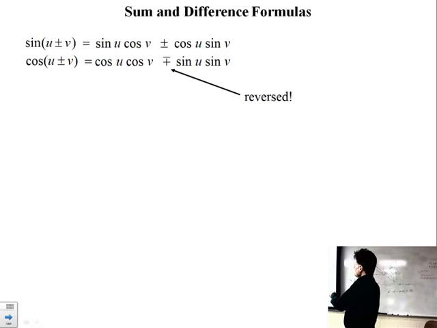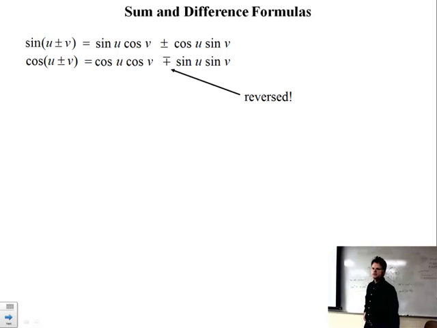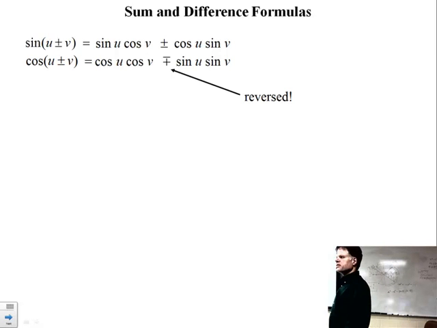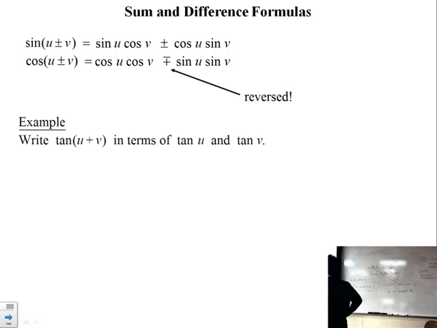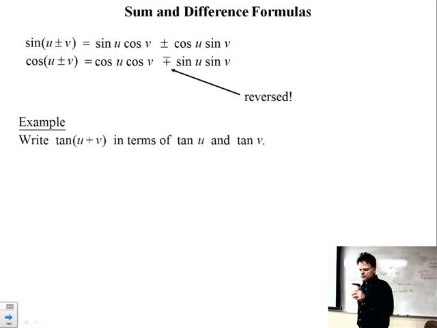Okay. Cosine is different. Cosine of u plus or minus v is cosine of u cosine v minus or plus sine of u sine v. Now that means if you take the plus here, you take the minus there. If you take the top thing on one of them, you take the top thing all the way along. And if you take the bottom thing on one of them, you take the bottom thing on all of them. So if that's a plus, you use a minus, and if that's a minus, you use a plus. So the sign is reversed. Okay. We won't derive these formulas. The book derives them for you, if you really want to see how they are derived. What we're going to do now is extend these to a formula for the tangent of the sum of two angles.